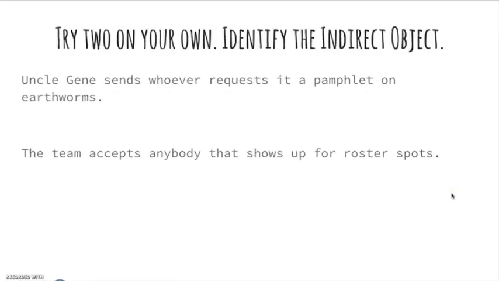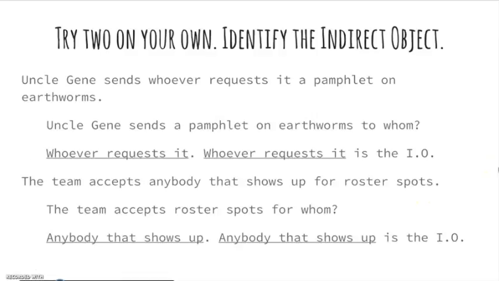So let's try it on your own. Identify the indirect object. Just pause the video, and then when you're finished, you can unpause it, and I will go over the answers. So Uncle Gene sends whoever requests it a pamphlet on earthworms. Uncle Gene sends a pamphlet on earthworms to whom? Whoever requests it. Whoever requests it is the IO, or indirect object. The team accepts anybody that shows up for roster spots. The team accepts roster spots for whom? Anybody that shows up. Anybody that shows up is the IO.